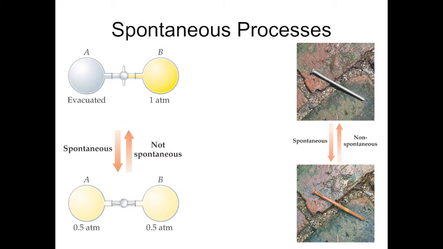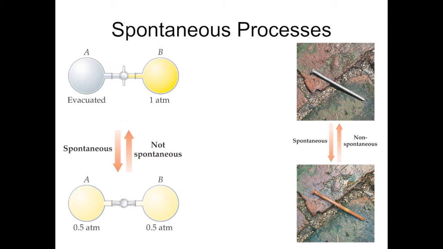One point to note is that processes that are spontaneous in one direction can be non-spontaneous in the reverse direction. So all of that gas moving from bulb B into the open container that is made up of both bulb A and B, that happens spontaneously. But once you've got the gas spread out, it won't spontaneously move all back into bulb B. That's very unlikely to happen.